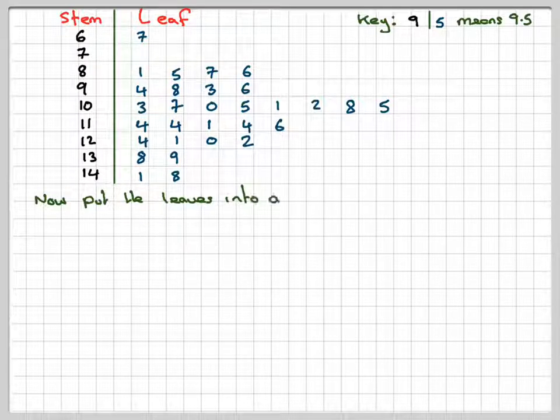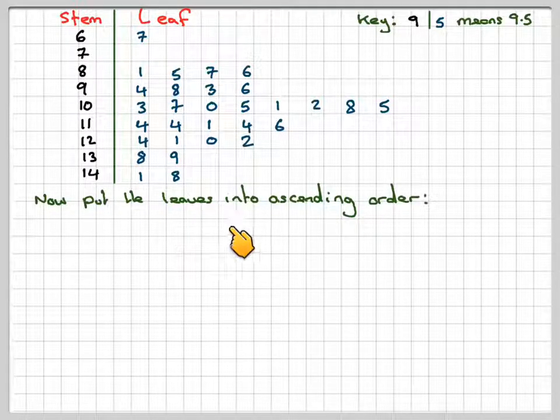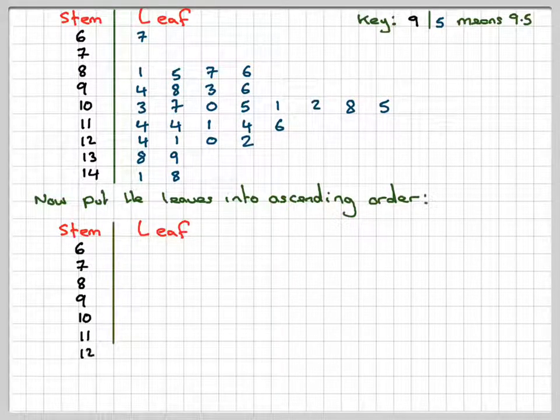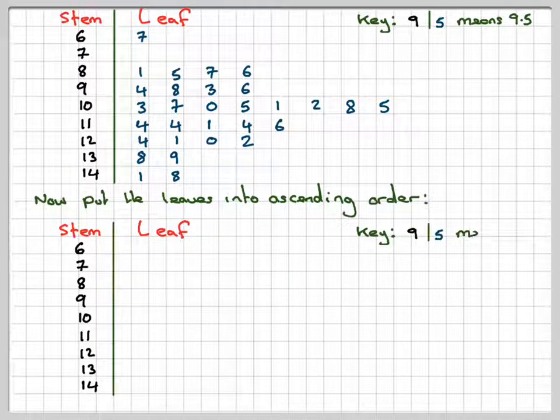now we need to put the leaves in ascending order. So we'll look at each of these and put them in ascending order. So drawing out the stem and leaf plot again, making sure we've got the key. So 7 will be 7 because there's only 1. Here we will stay as 1, 5, and then 6, 7.